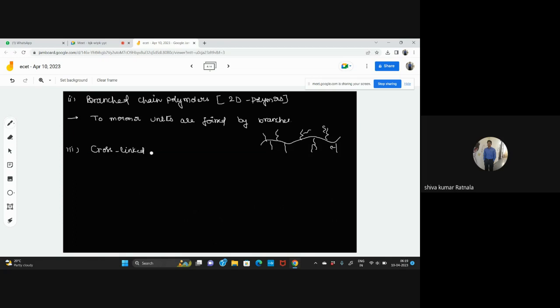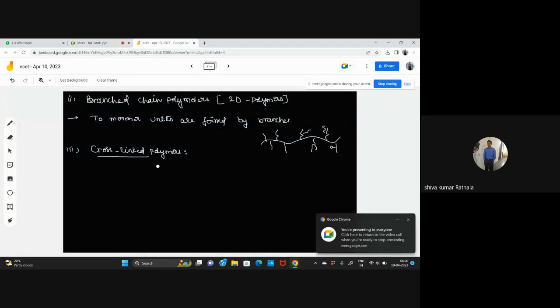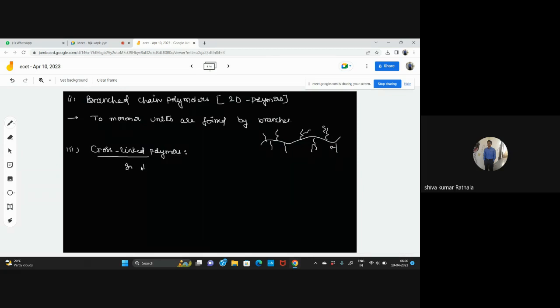Cross-linked polymers. In this one, linear chain polymers are joined together to form three-dimensional network type of polymers. Network type polymers.